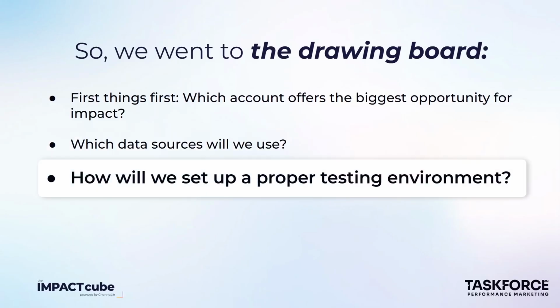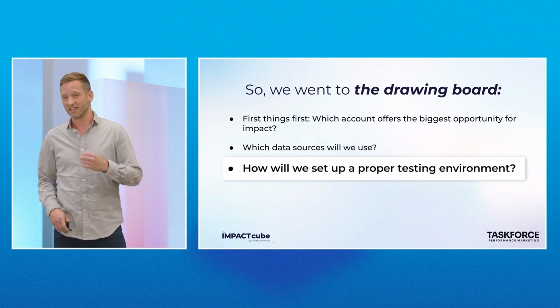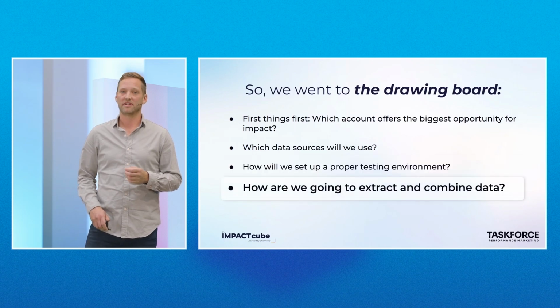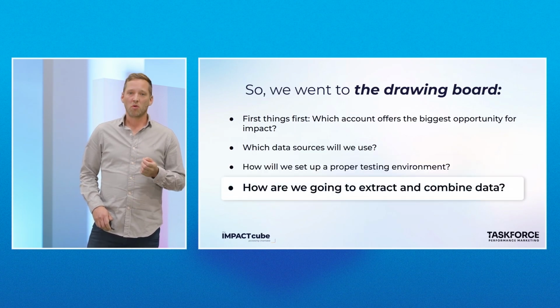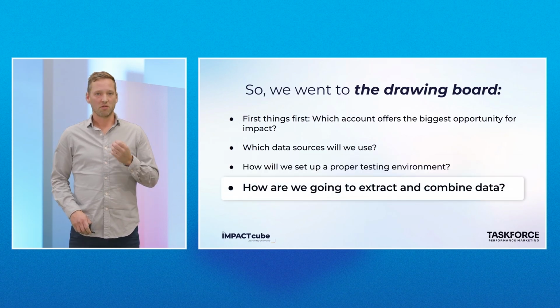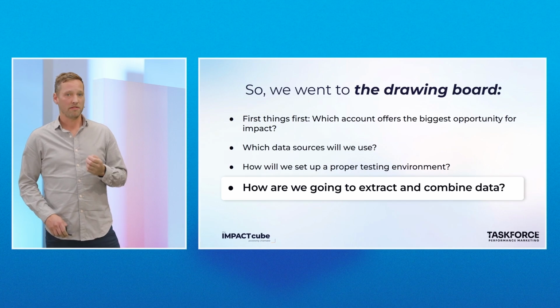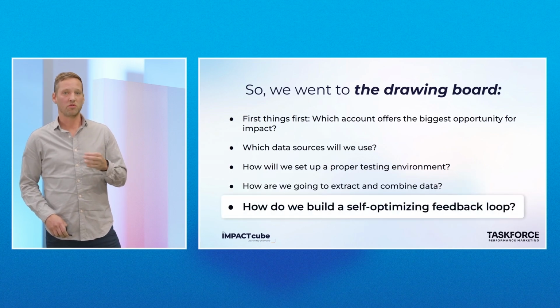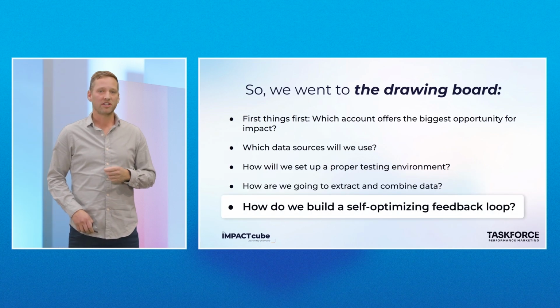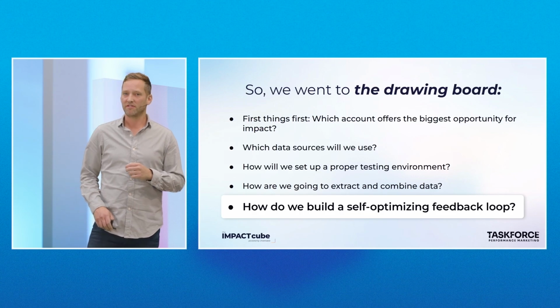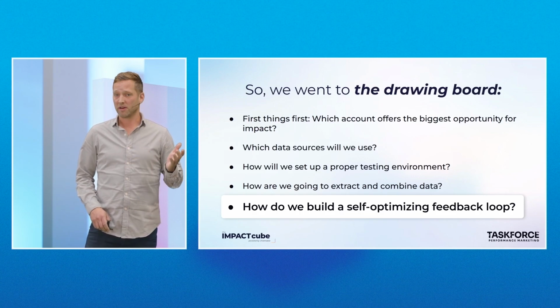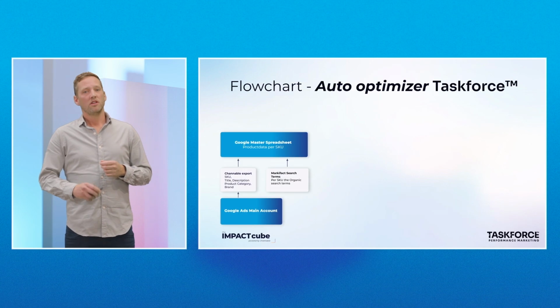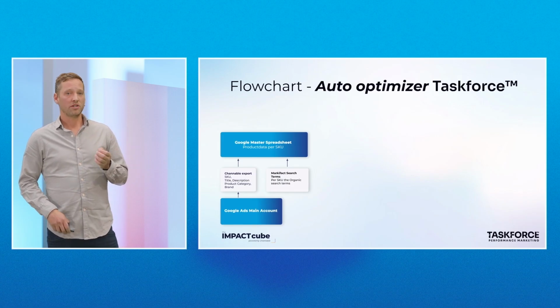So how do we set up a proper testing environment? Because A/B testing with shopping feeds isn't possible within the standard features of Google Ads. And how are we going to extract and combine the data in a scalable way? And of course, how do we build a feedback loop that can actually optimize the product feed itself over time without any manual labor? To solve all these question marks, we created this process.